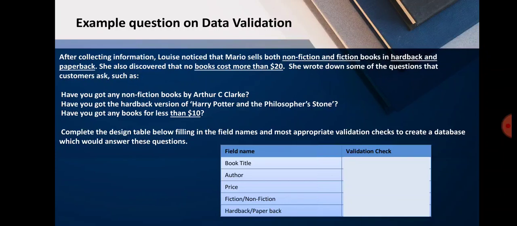So on the basis of that, you have to design the form. Okay, so what you have to write here is the validation check on the particular field. What kind of validation check will you do? So first is book title.